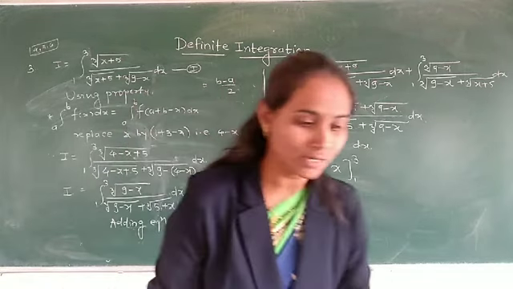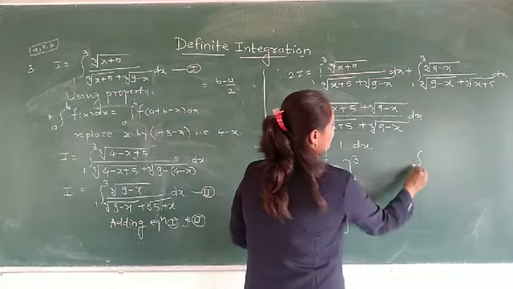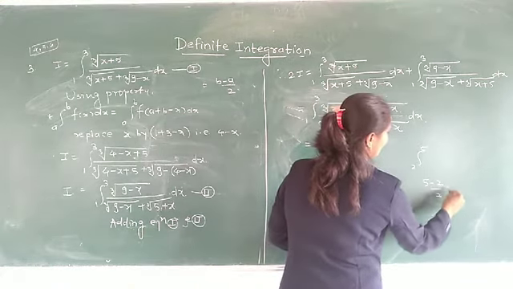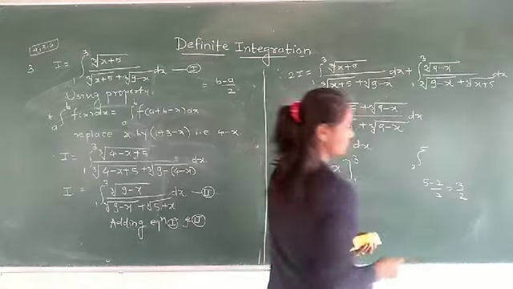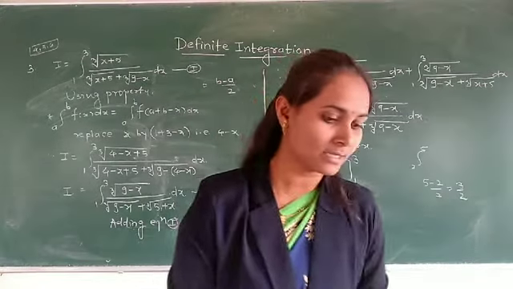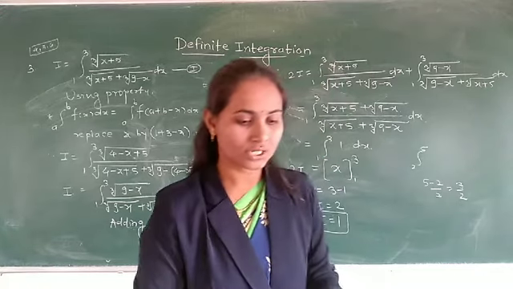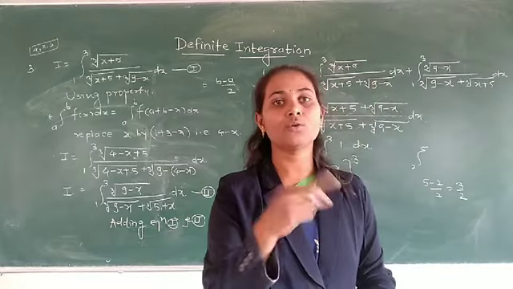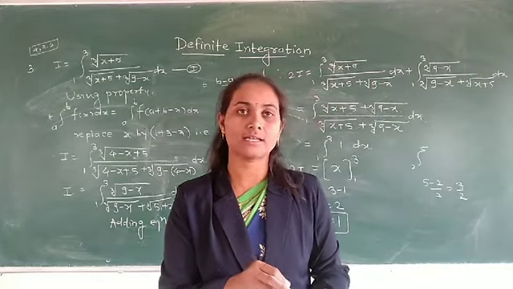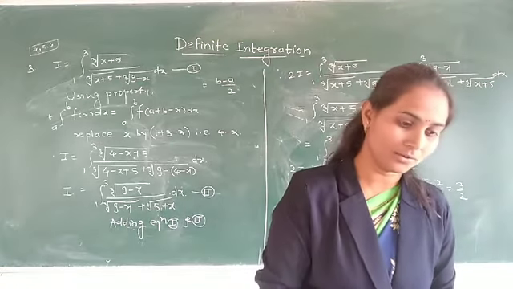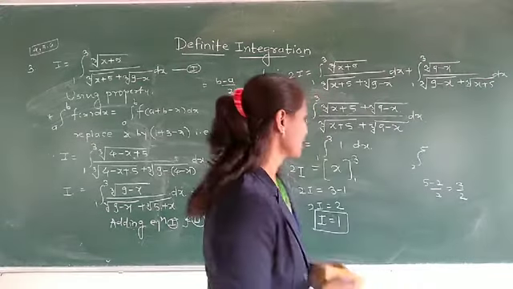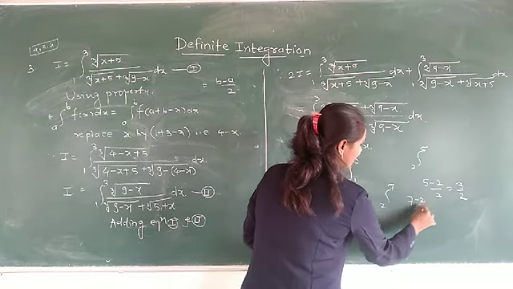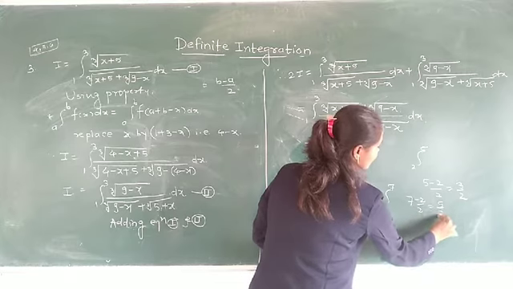Now in the fourth question, the limits are 2 to 5. The integration is 5 minus 2 upon 2, which is equal to 3 by 2. So the answer of question number 4 is 3 by 2. In question number 5, the limits are 1 to 2. Upper limit 2 minus 1 upon 2, that means the answer for question number 5 is 1 upon 2. And for question number 6, the limits are 2 to 7, so the difference is 7 minus 2 upon 2. So the answer is 5 by 2.